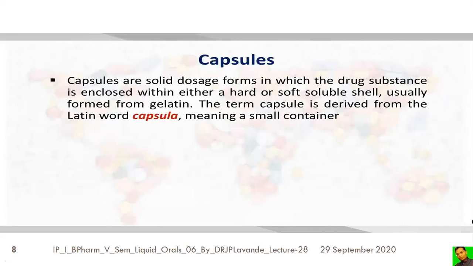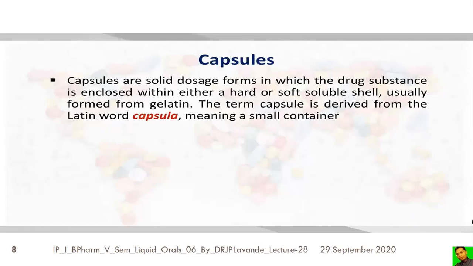So let's begin with the definition, or how we can explain the capsule. Already I told you that capsules are a dosage form. Which kind of dosage form? It is the solid dosage form. Now, in the case of a capsule, the drug substance is enclosed. So, capsules are a solid dosage form in which the drug substance is enclosed within either a hard or soft soluble shell. The shell will be solubilized inside our body.